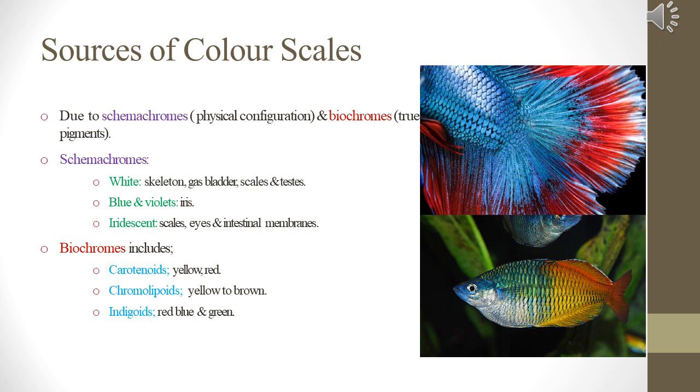Now the biochromes include the carotenoids, chromolipoids, and indigoids. Carotenoids are mostly yellow, chromolipoids are yellow to brown, and the indigoids are red, blue, and green in color.